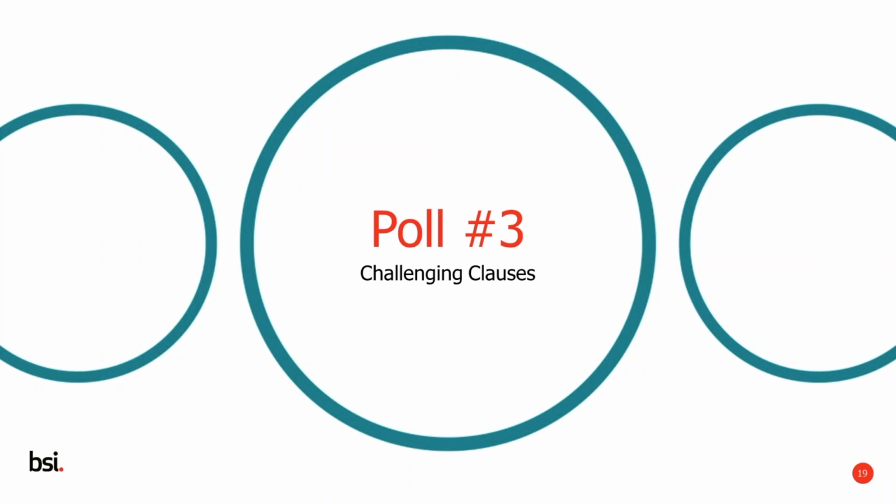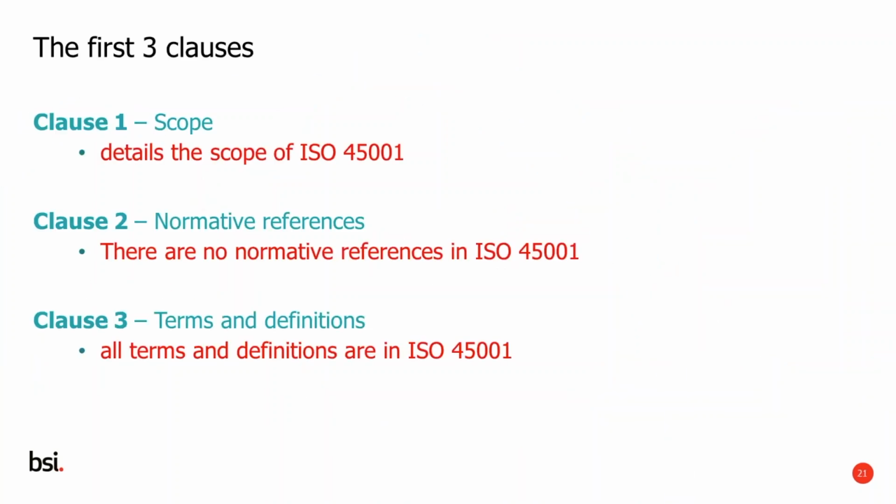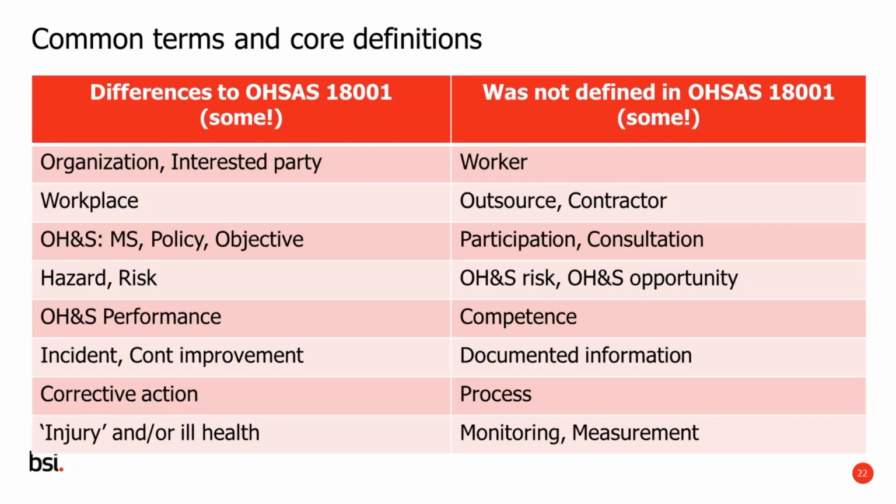So I'm just going to take you through the clauses in more detail, specifically what kind of organization clause 5 is about. Really, I was focused more on that. So clause 1, 2, 3 we went through previously in the slides. So just to emphasize the changes in terms and definitions, as you can see, some on the left-hand side are different or revised terms and definitions compared to 18001.